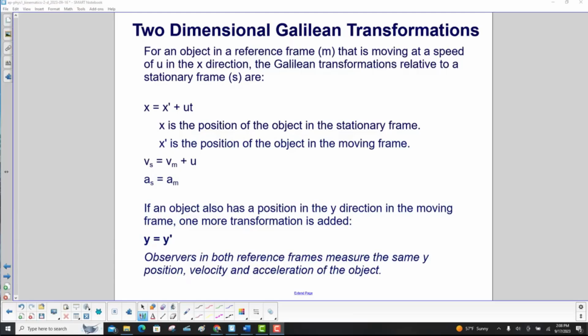For an object in a reference frame m that is moving at a speed of u in the x direction, the Galilean transformations relative to the stationary frame S are, well, here's our position one. X is equal to x prime plus ut, where x is the position of the object in the stationary frame, x prime is the position of the object in the moving frame. Vs is equal to Vm plus u, and As is equal to Am. If an object also has a position in the y direction in the moving frame, one more transformation is added: y is equal to y prime. Observers in both reference frames measure the same y position, velocity, and acceleration of the object.